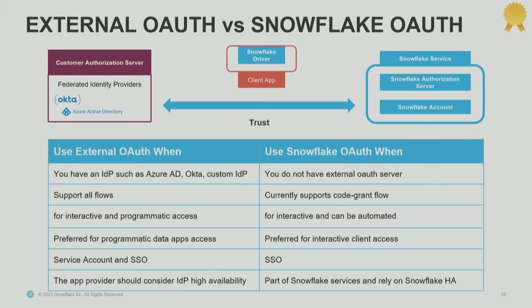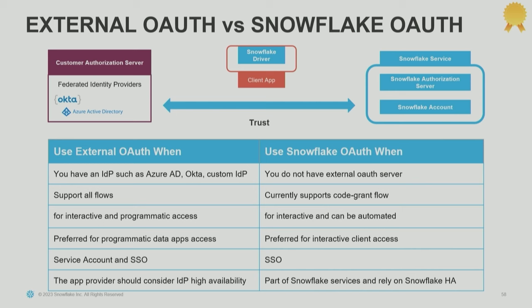So when to use, and what is external OAuth? When the authorization server is external, it belongs to Okta, Azure AD, or some custom IDP, you would want to use external OAuth. In fact, the general recommendation is to use external OAuth, as it has more capabilities in terms of flows supported. It supports code grant flow and client credential, as opposed to Snowflake OAuth, where Snowflake is the authorization server. It dishes out the token to the client. So if you don't have an external one, you can use that. And external OAuth is supported for service accounts, or both programmatic and interactive access.